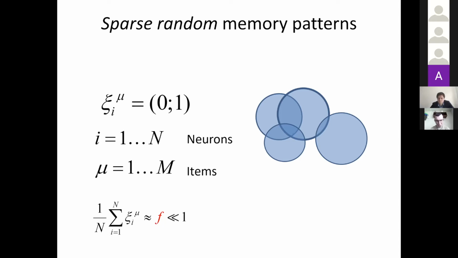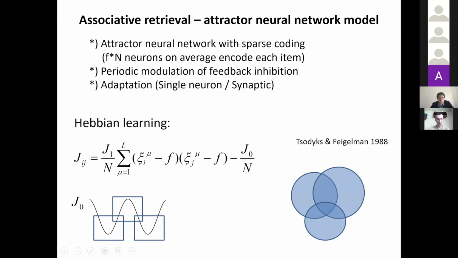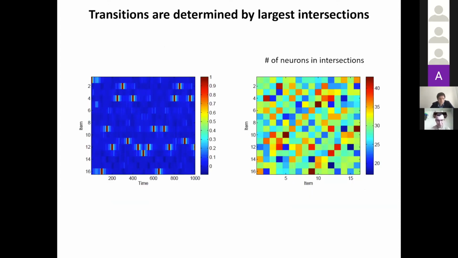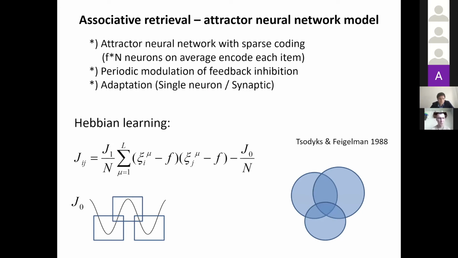Okay, so this was proposed a long time ago, and it was actually proposed in the framework of the Hopfield model for associative memory. This is my old paper back in 1988, where I showed with my PhD advisor at that time, Misha Feigelman, that this type of encoding is beneficial for maximizing the capacity of the Hopfield model. The sparse and random encoding of memory maximizes the capacity of the Hopfield model in terms of how many items you can store in the network.